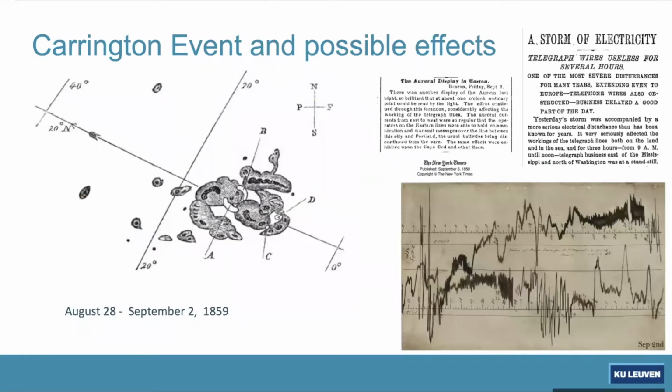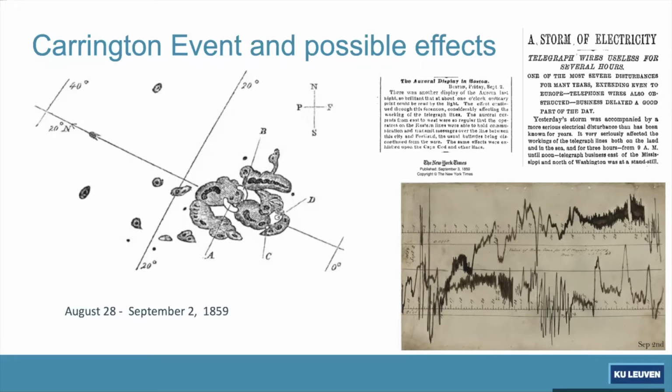So this worst scenario case is linked to this famous event that happened in August and September of 1859. So this was a series of eruptions. What you see here is the drawing that was made by the person that observed it. The name is Carrington, kind of the first famous solar physicist in history.